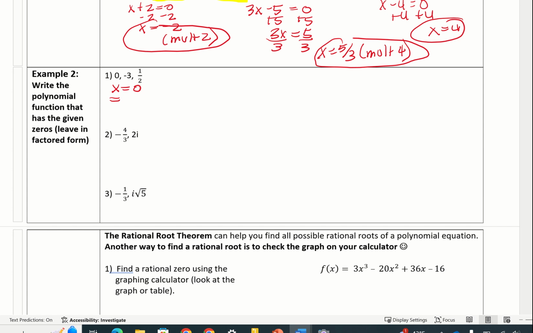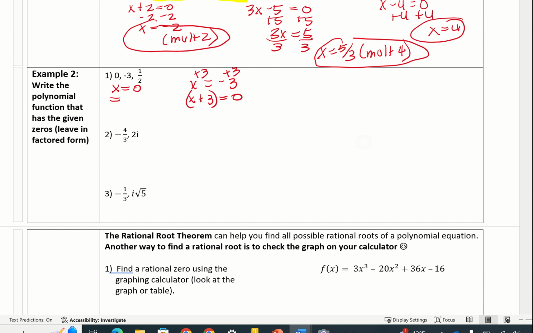So, when we have x equals -3, if you set x equal to -3 and you want to get 0 by itself again, you're going to add 3 over here. So our factored form is x plus 3. So that's our other factor. So we have a factor of x plus 3.